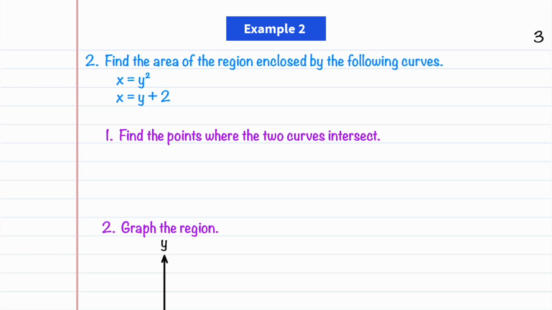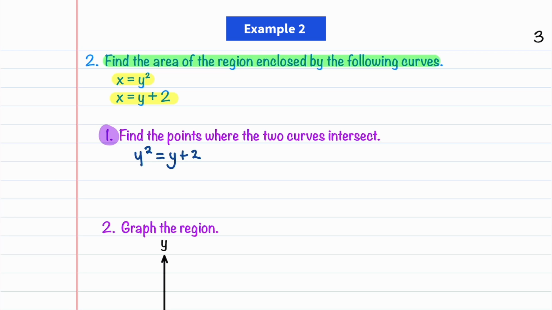In this example, we're going to find the area of the region enclosed by the following curves. x is equal to y squared, and x is equal to y plus 2. The first thing that we want to do is to find the points where these two curves intersect. To do this, we're going to set the two curves equal to each other. So we have y squared is equal to y plus 2.